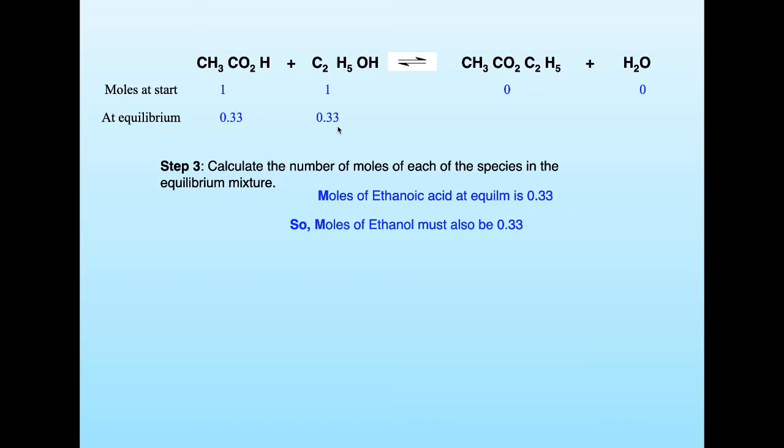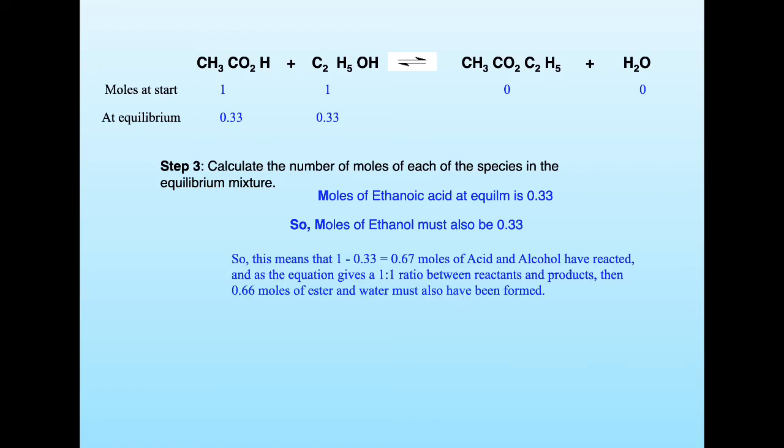Now the key now, this is the fundamental question. This is how much we've got of these things at equilibrium. But the question is how much has reacted between the beginning and equilibrium. And here, obviously, you do a little subtraction, you get 0.67. So if 0.67 has reacted, and this is a 1-to-1 mole ratio, then you can deduce that 0.67 moles of the ester have been produced, and 0.67 moles of the water. Once we have these equilibrium amounts, we can work out our Kc. Let's have a go. Calculate Kc.